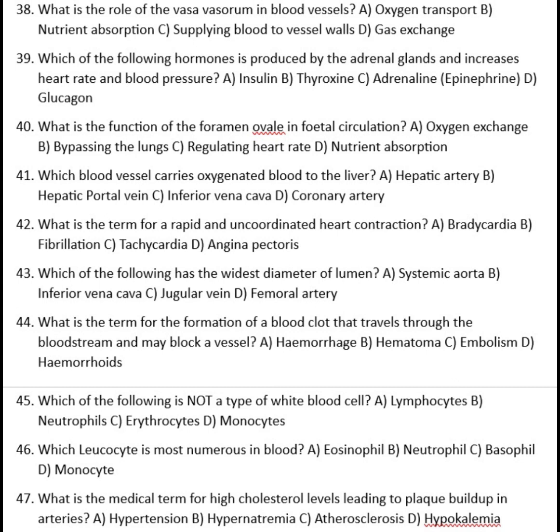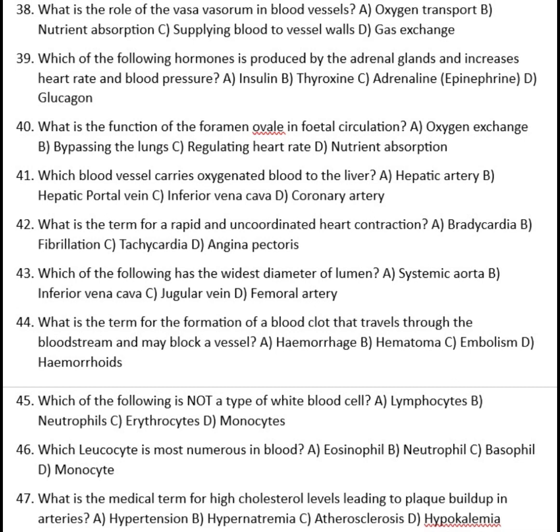38. What is the role of the vasa vasorum in blood vessels? A. Oxygen transport. B. Nutrient absorption. C. Supplying blood to vessel walls. D. Gas exchange. 39. Which of the following hormones is produced by the adrenal glands and increases heart rate and blood pressure? A. Insulin. B. Thyroxine. C. Adrenaline, epinephrine. D. Glucagon.